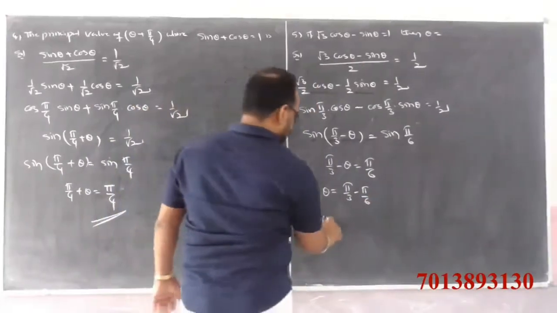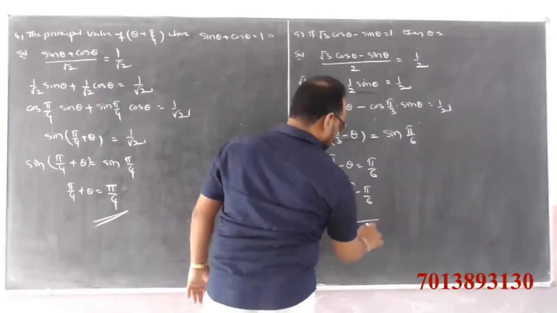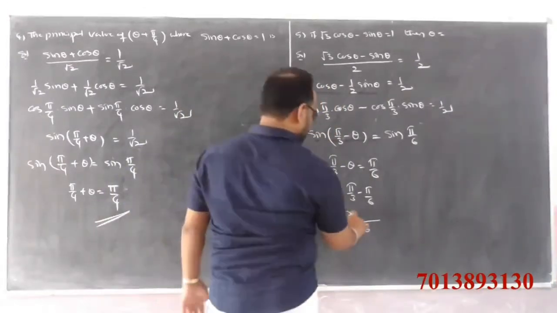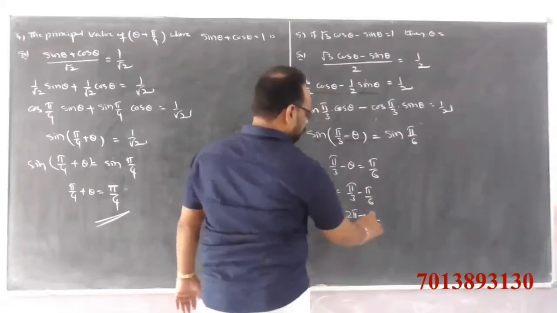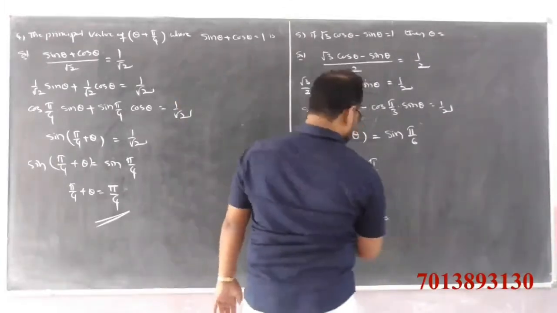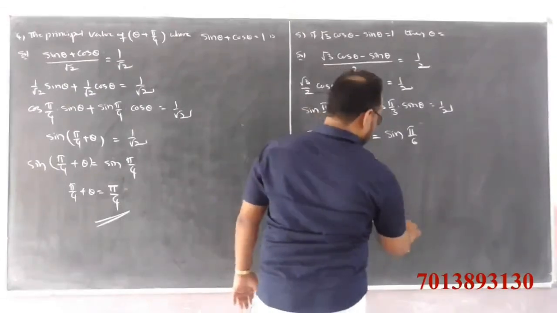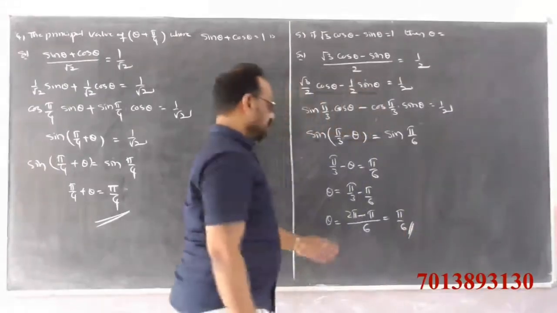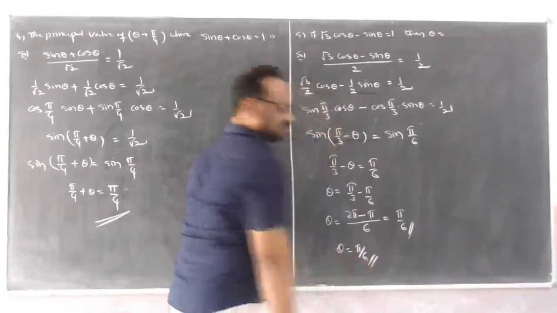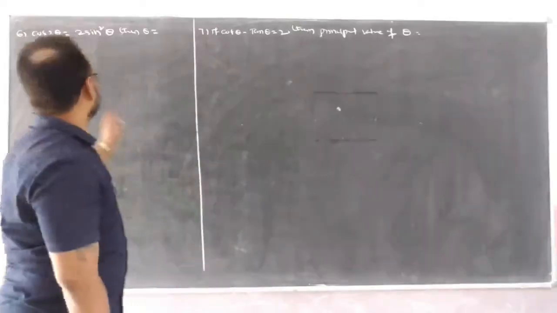What is the LCM of 3 and 6? Clearly 6 is the LCM. 3 2s are 6, 2 into pi, 2 pi minus pi. 6 1s are 6, 1 into pi is equal to pi. That is equal to 2 pi minus pi, clearly pi by 6 is the answer. Theta is equal to how much? Theta is equal to pi by 6. This is the answer. Next problem.